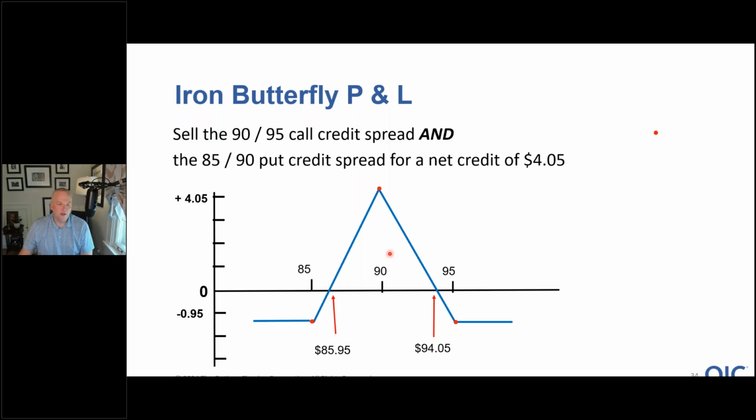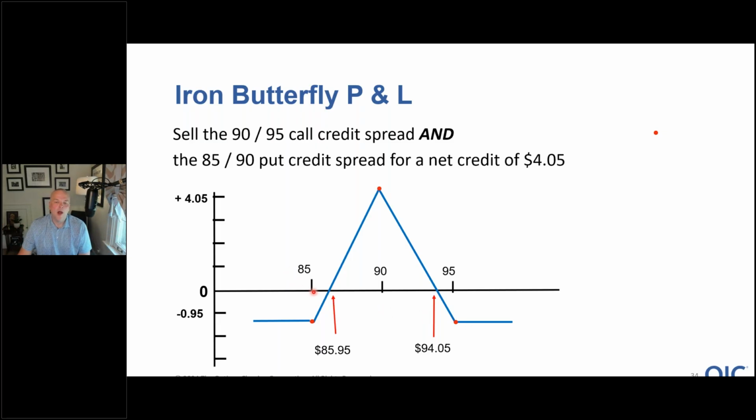And so another way that people who would call it you're short the meat and long the wings would say is you're short the straddle, which is the 90 call and the 90 put, and you're long the strangle, which is the 85 put and the 95 call, meaning you're short the at the money options and you're long the out of the money options. The straddle on the inside and the strangle on the outside. What this does is it gives you that defined risk characteristics from both the put credit spread and the call credit spread, but in both directions.